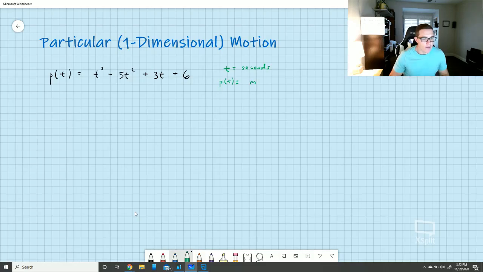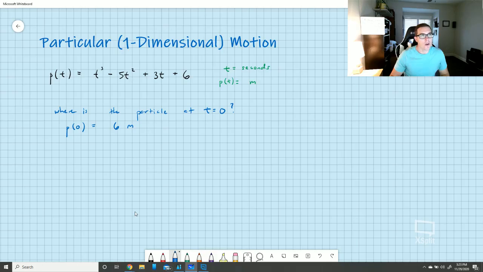So if I give you this position function, I can tell where the particle is at any time I want. So for example, where is the particle at t equals 0? Well, that's as simple as literally plugging in 0 to the function, and we can figure out where its location is, 6 meters. It's at the 6 meter point. What on earth does that mean?